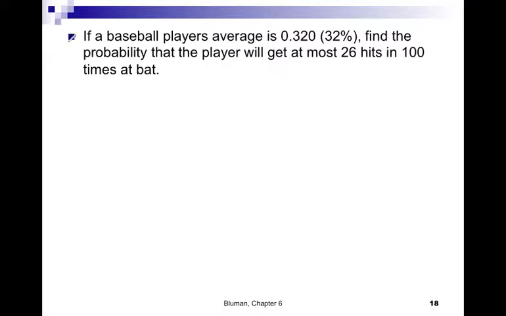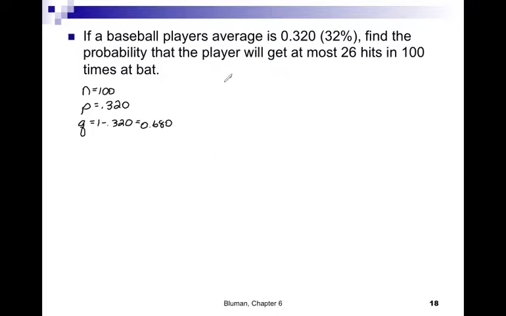So first we're going to need to identify our variables. So we have n is 100. That's 100 times at bat. P is going to be equal to 0.320. And then Q will be 1 minus 0.320, which is 0.68. Okay?